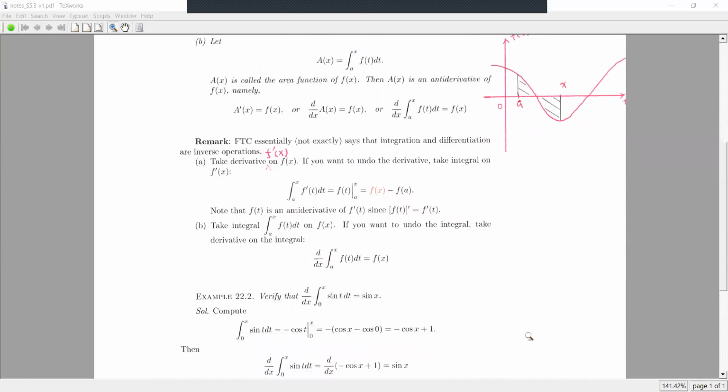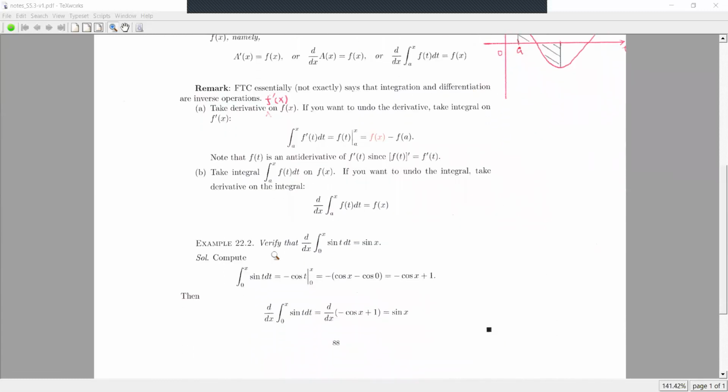Now here is one example to verify this equation. The function f is sine. Now I take integral on sine, say from 0 to x. To undo this integral, take derivative, and integral and derivative cancel. Then go back to the function sine.